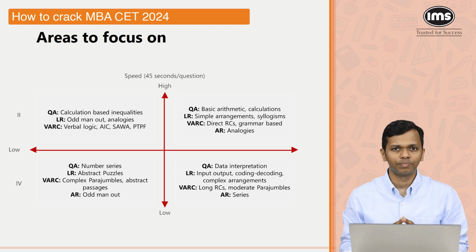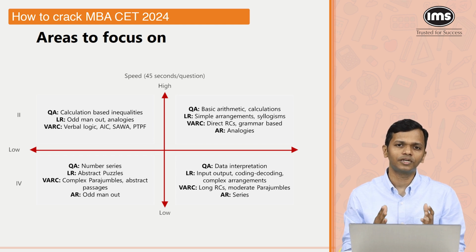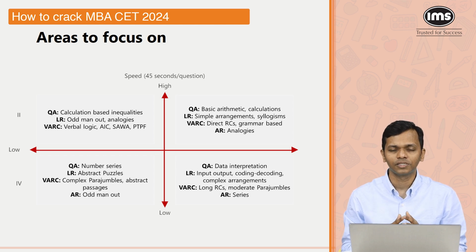In VRC, that would be long RCs. So anything that is more than 5 or 6 paragraphs typically would fall under this particular category. And then moderate kind of parajumbles.